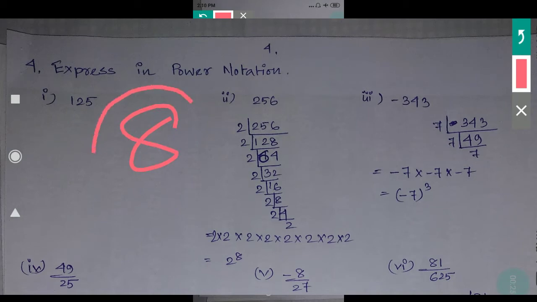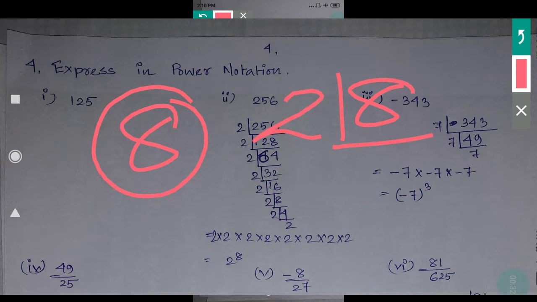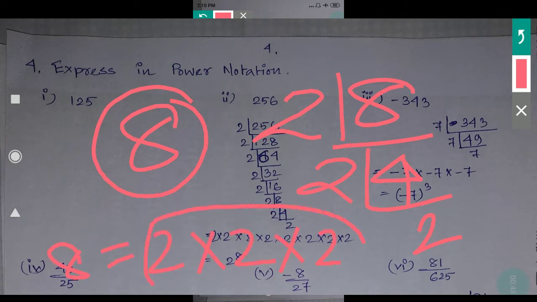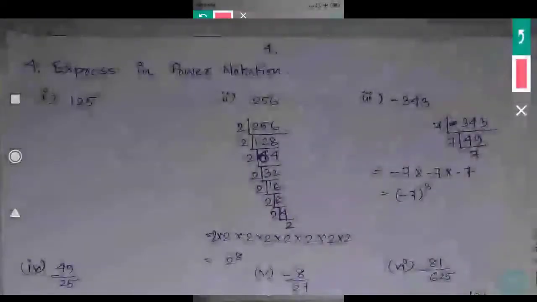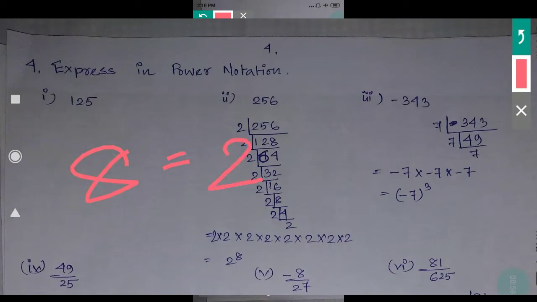So that means for 8, you have to find the factors of 8. So what are the factors of 8? Let me find: 2 fours are 8, then 2 twos are 4. So 8's factors are 2 into 2 into 2. These all are the factors of 8. So we can write it as 2 cube. So 8 equals 2 cube.